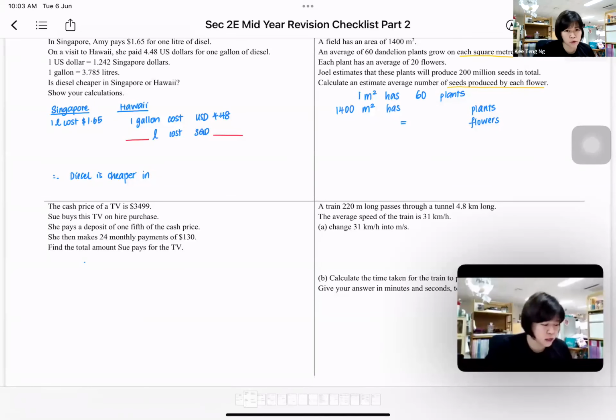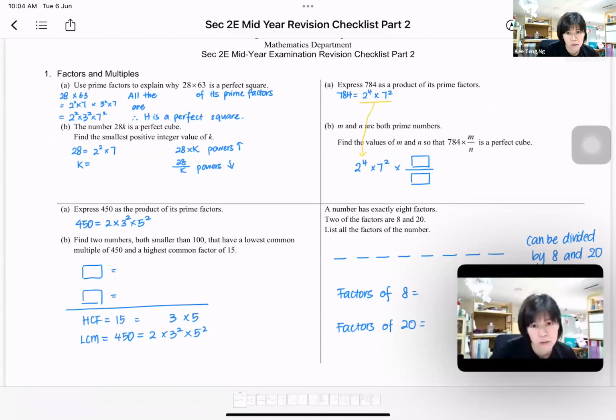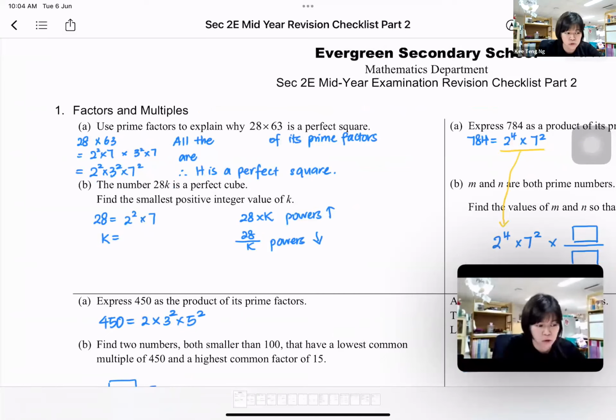Hello. Okay, today we're going to go through the Sec 2E mid-year revision checklist, checklist part 2. Let me just start with the first few pages. The questions in the worksheet are slightly more difficult and need more thinking and explanation, so I'll try to go through the key important parts in detail.